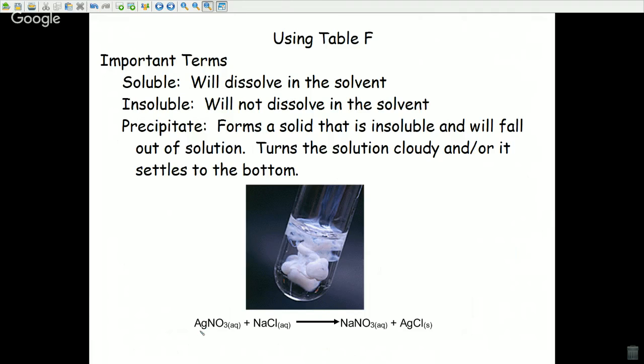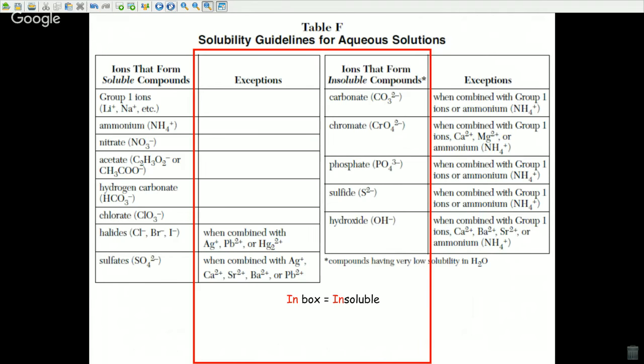So an example would be silver nitrate mixed with a sodium chloride solution. You get a double replacement that makes sodium nitrate and silver chloride. And the silver chloride is all this white stuff you see in the test tube. So looking at table F, you can see over here on the left, there's everything that's soluble ions. And if it's an exception, it's insoluble.